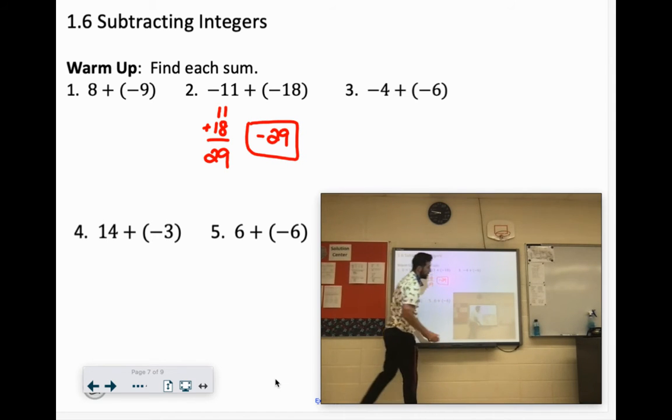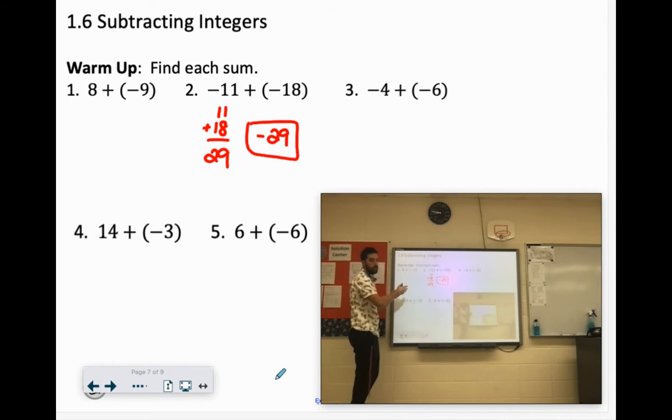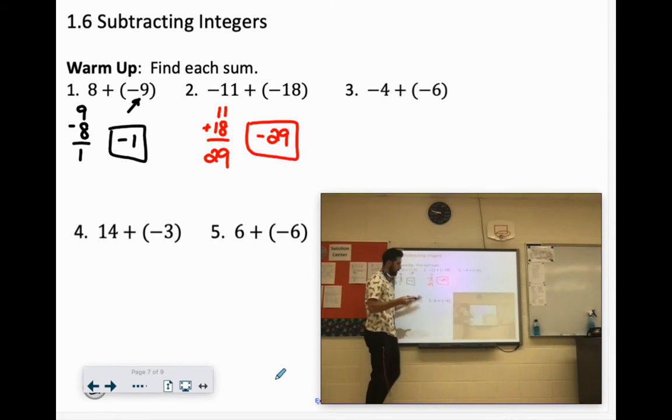Now when they are different signs, like number 1, we have $8, we owe someone 9. We don't have enough, so we know it's going to result in a negative balance here. But what you can always do is subtract the big number minus the small number and keep the sign of the bigger number. So my bigger number was 9, so we keep the sign with the 9. So negative 1.